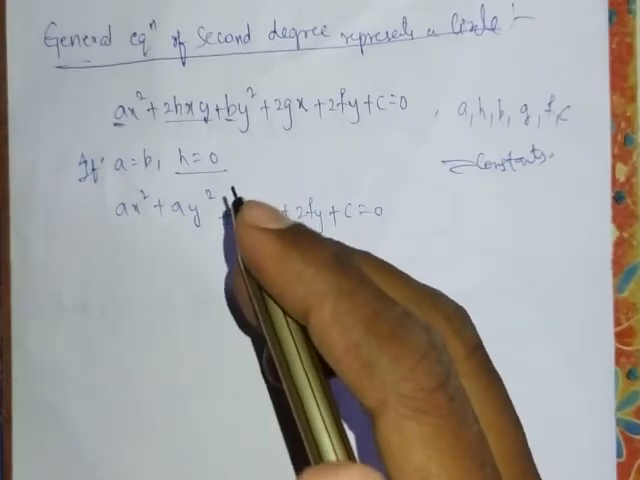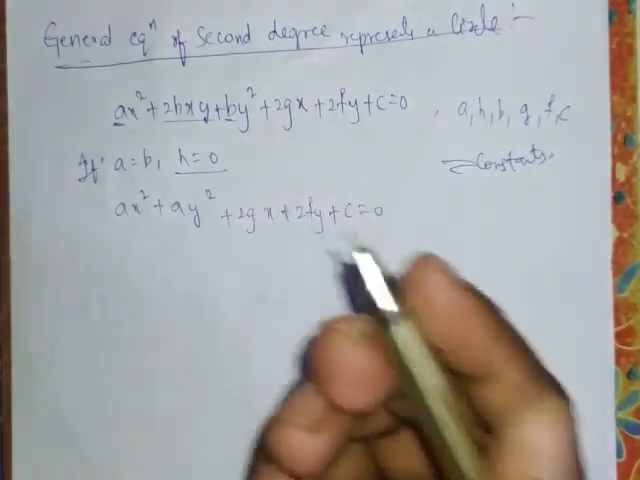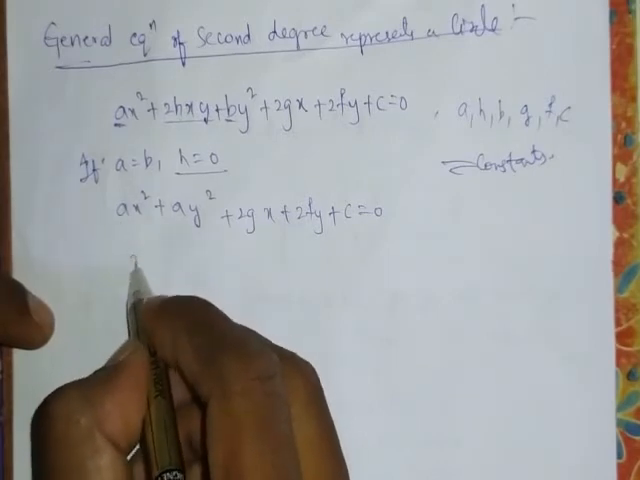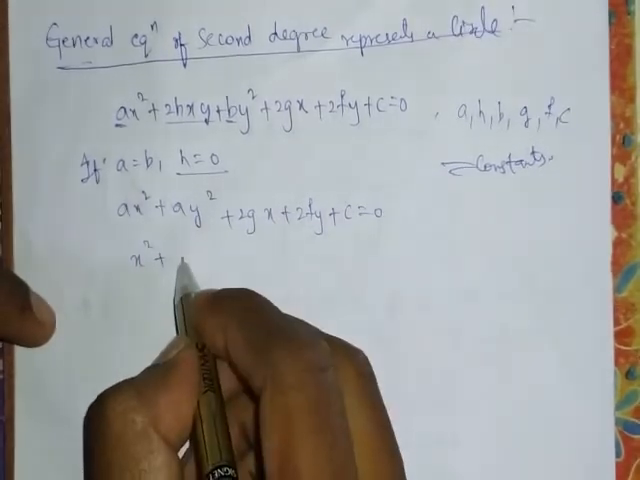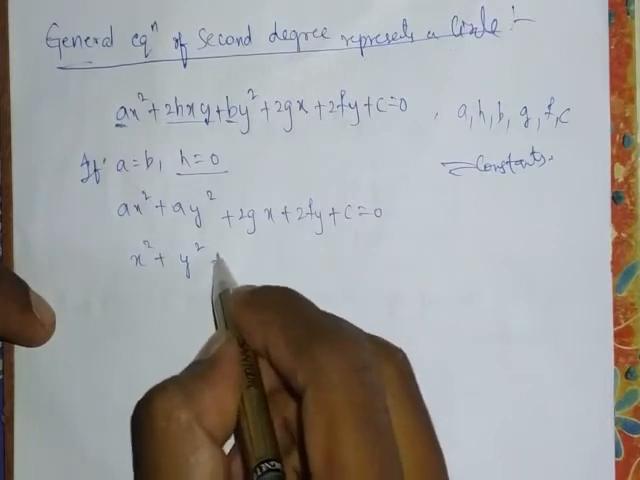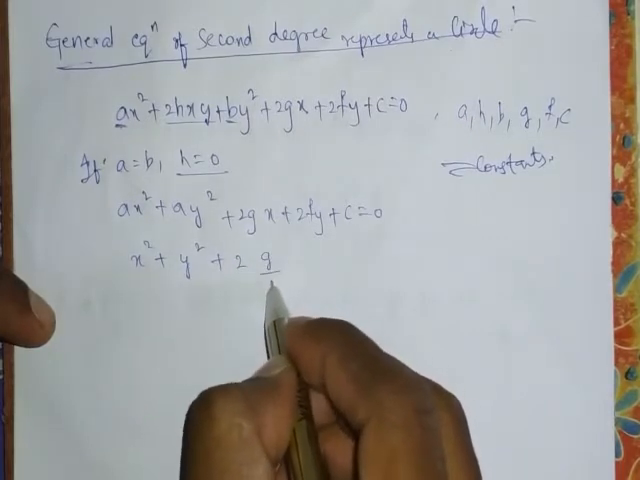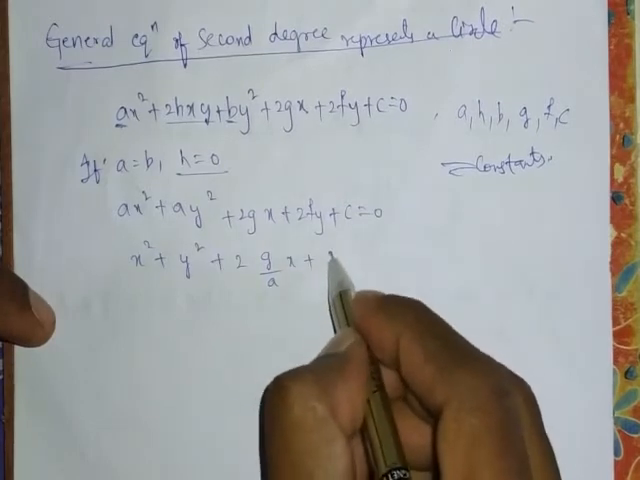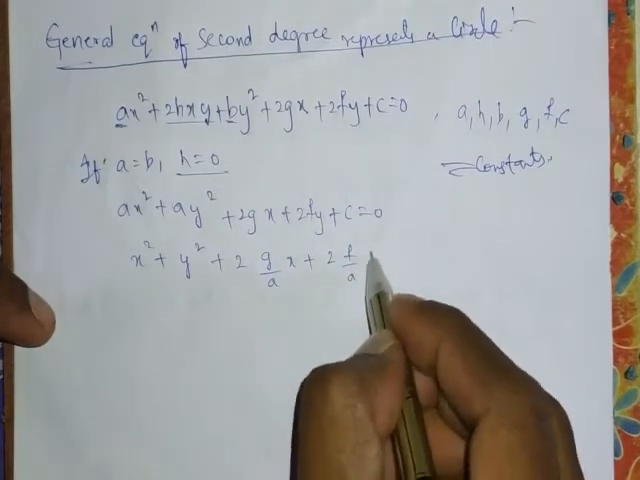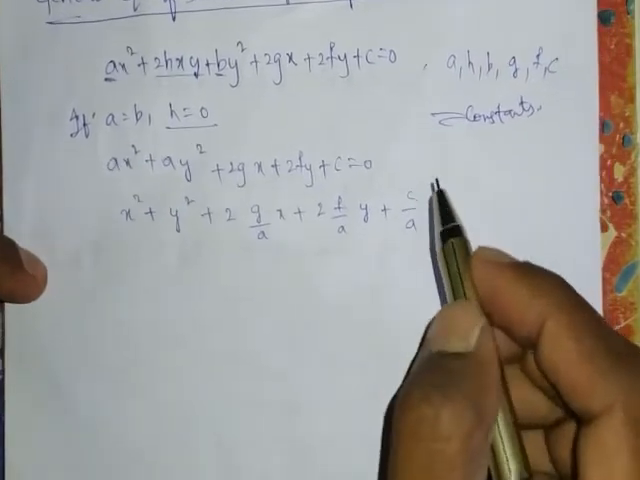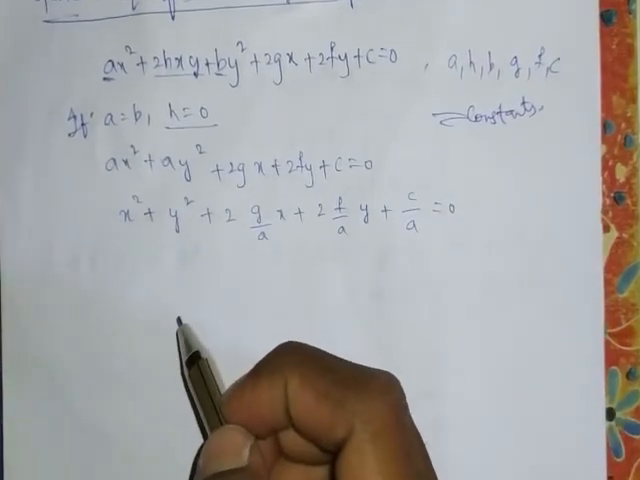Now I am dividing the total equation by a. This will become ax square by a, like x square. This will become ay square by a, which becomes y square, and this will become 2g by a x, and this will become 2f by a y plus c by a, which is equal to 0.